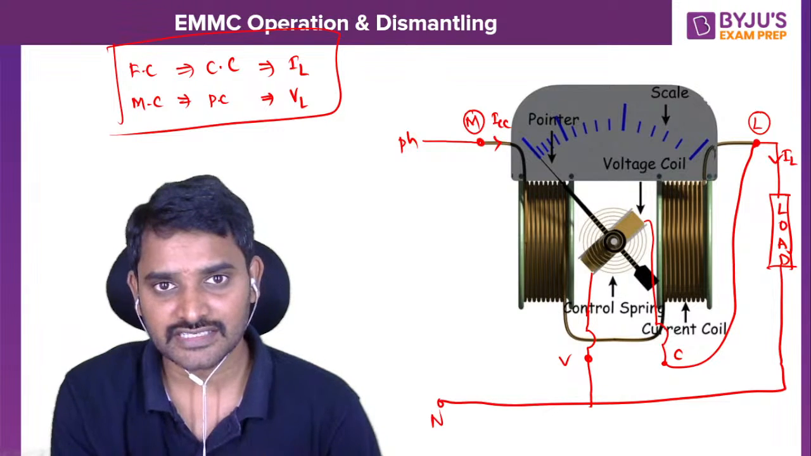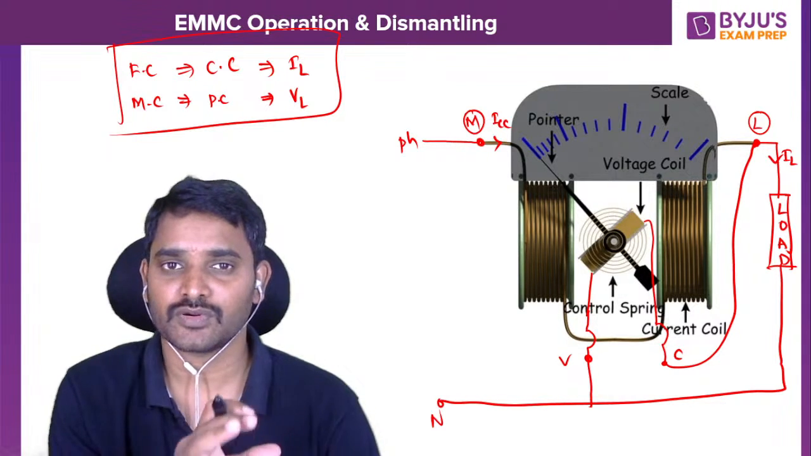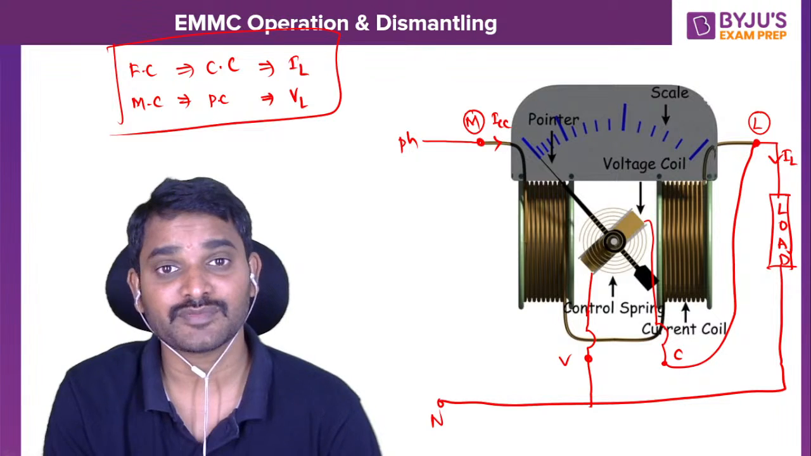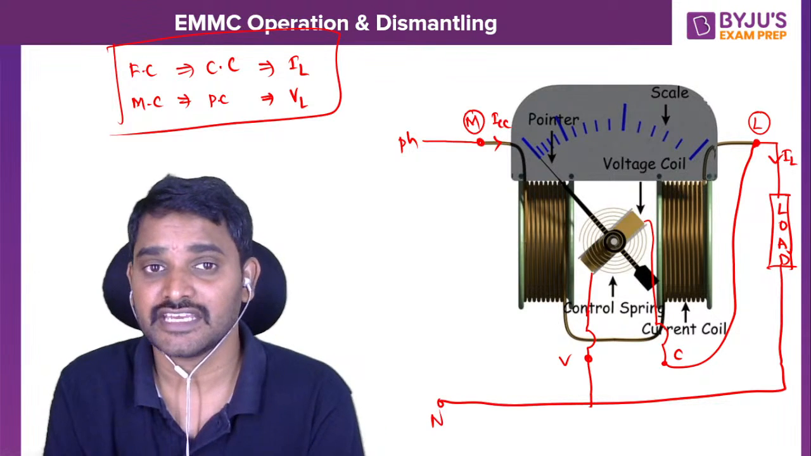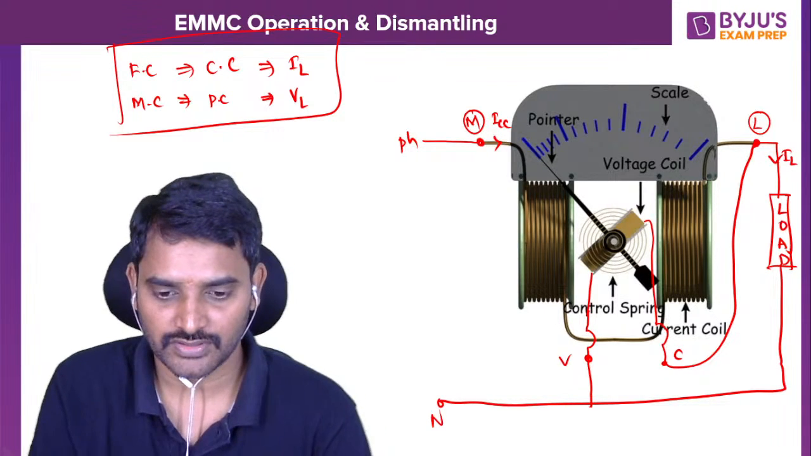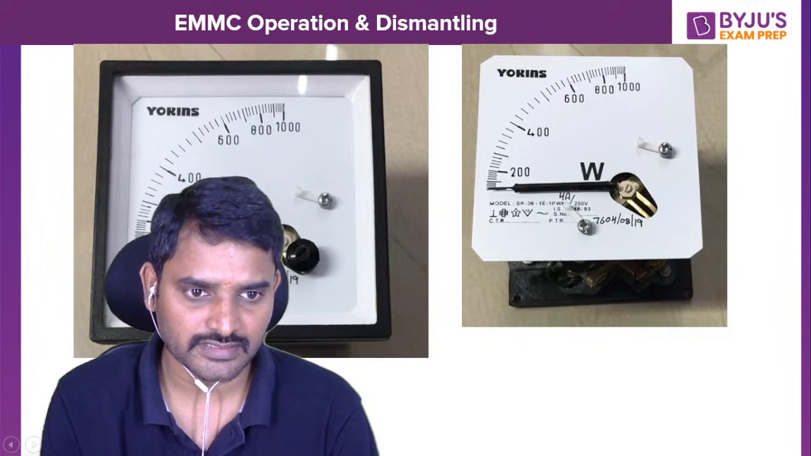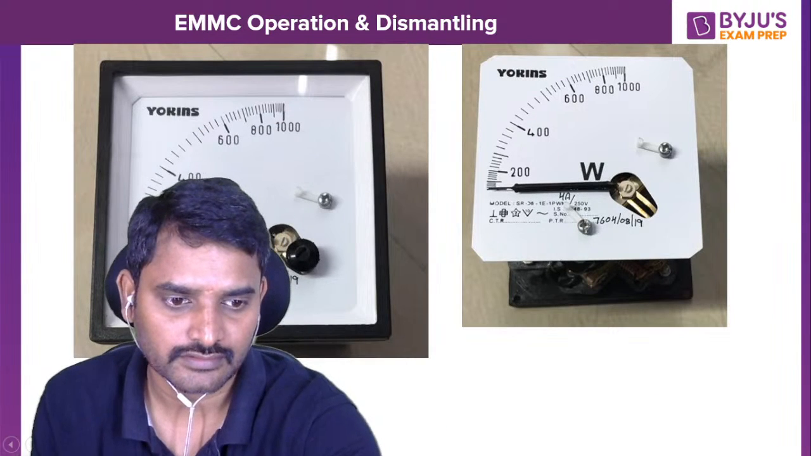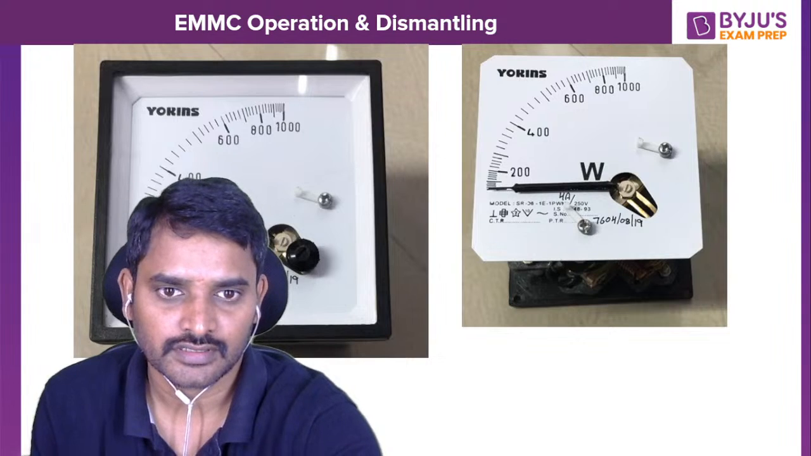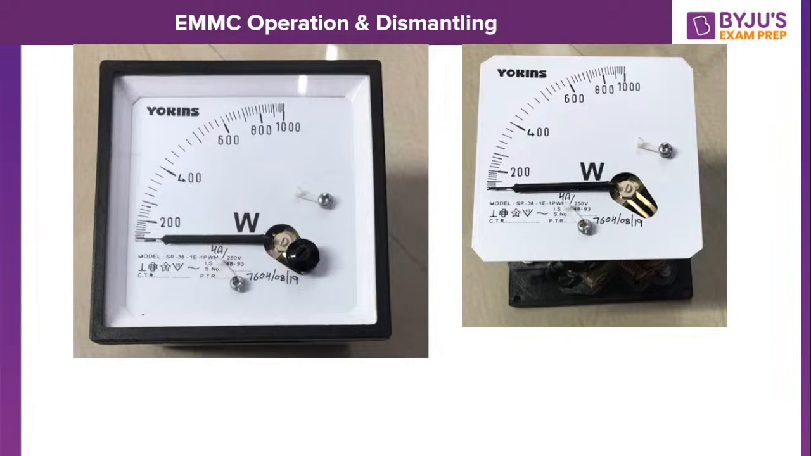Okay, so in this session we will discuss the operation of the EMMC instrument, and let me show you the internal parts of the EMMC wattmeter. Are you ready, guys? Let me hide myself so that you can watch it completely. So this is my electromagnet moving coil instrument.